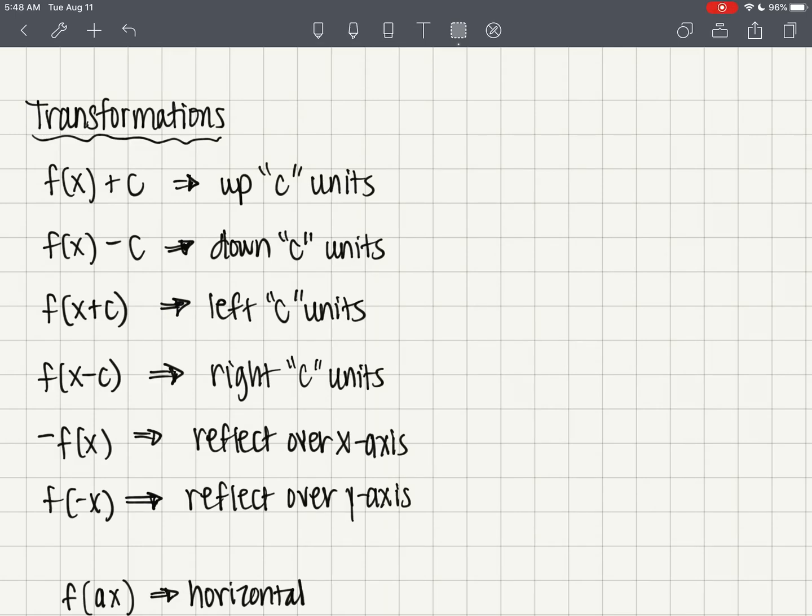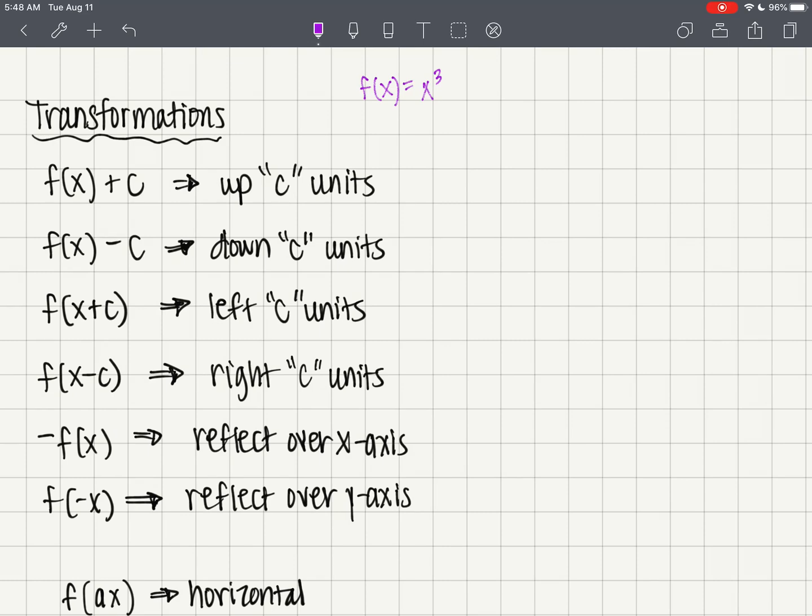Transformation rules can help us graph our parent functions with ease. Therefore, let's consider the parent function f of x equals x cubed. We learned several of these in a previous video. Let's just use x cubed for an example.